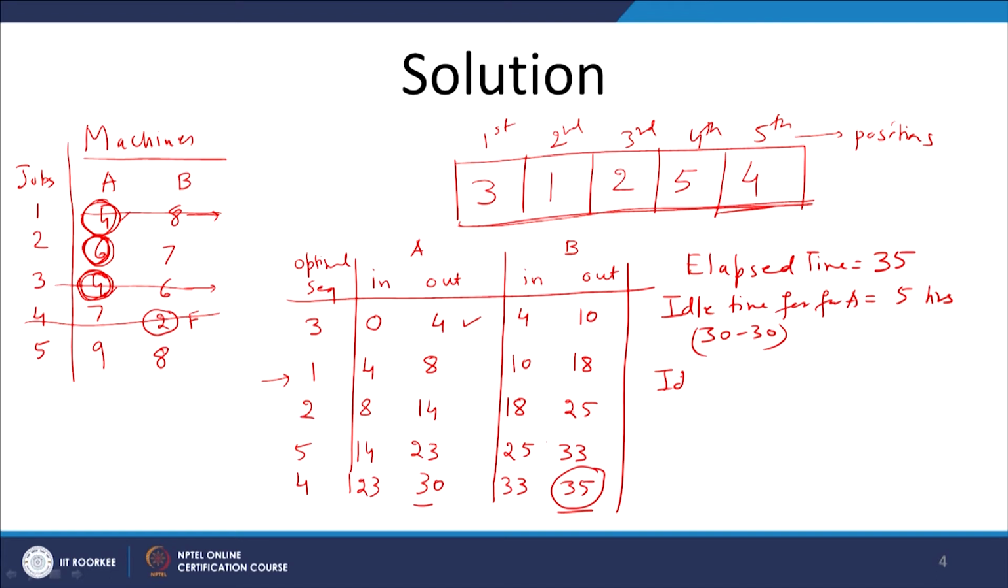Then comes idle time for B. This means that during the time 0 hours to 4 hours, the machine B is idle, and therefore the idle time is 4 hours. So, like this we have calculated the elapsed time and the idle time of both the machines.